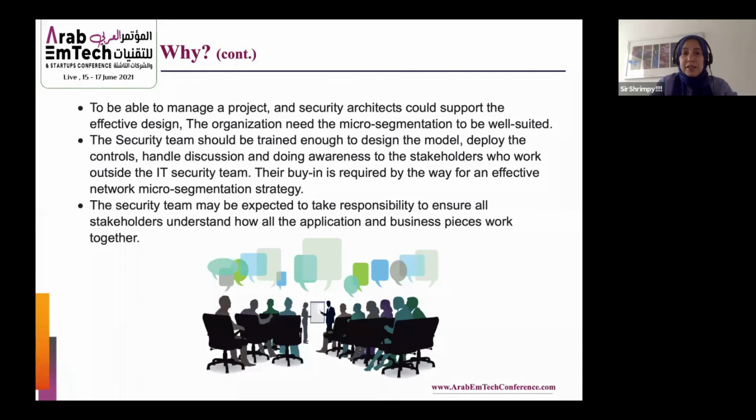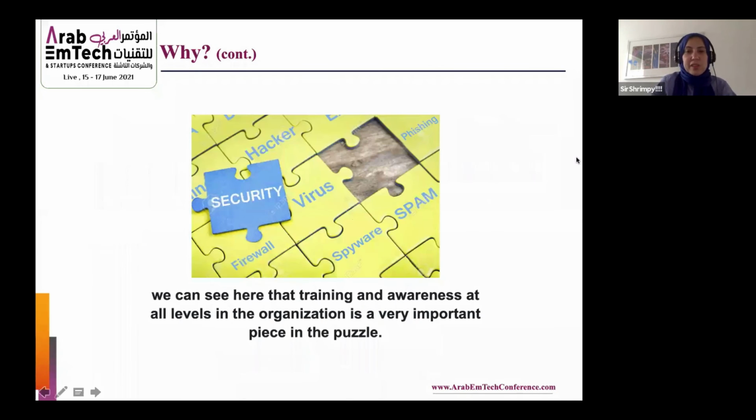The security team may be expected to take responsibility to ensure all stakeholders understand how all the application and business pieces work together. So we can see here that training and awareness at all levels in the organization is a very important piece of the puzzle.